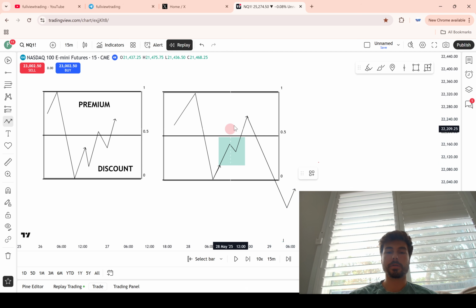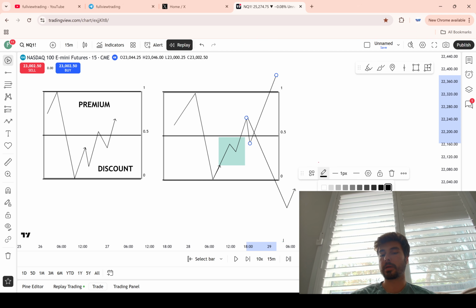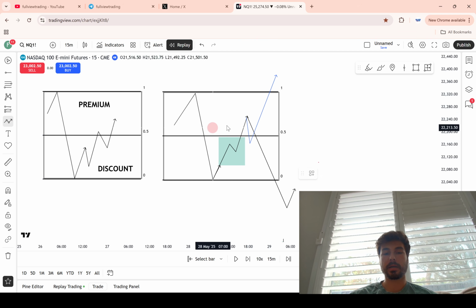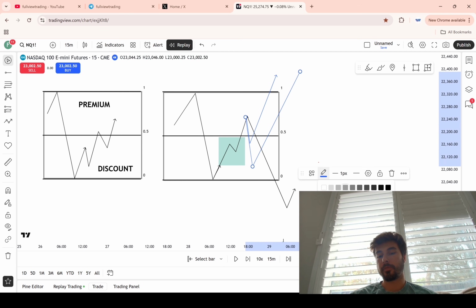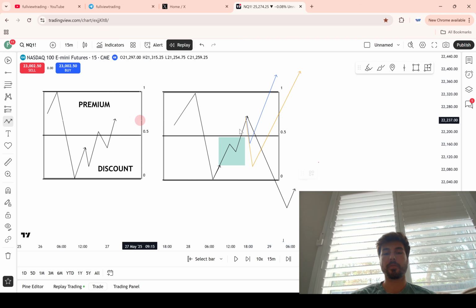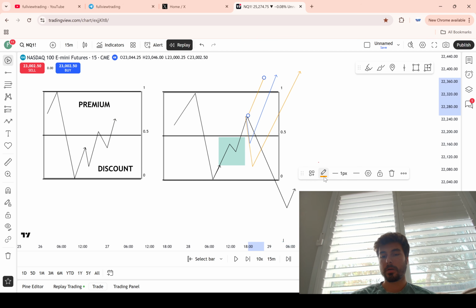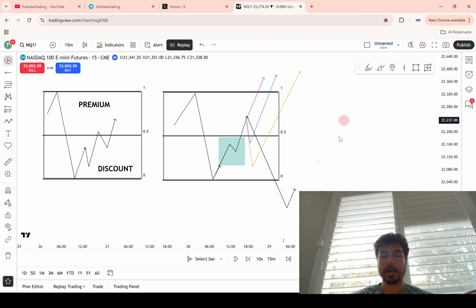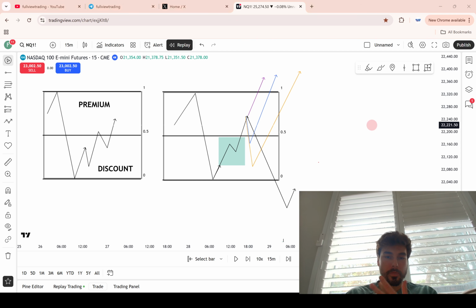What else could it do? It could bounce from here. That's the second option. We'll label that in blue. The third option is the market goes down like this and bounces from here. And the fourth, we're going to label these all different colors, is that it just keeps going higher. Now, each of these scenarios actually yields you an opportunity, but people confuse themselves.